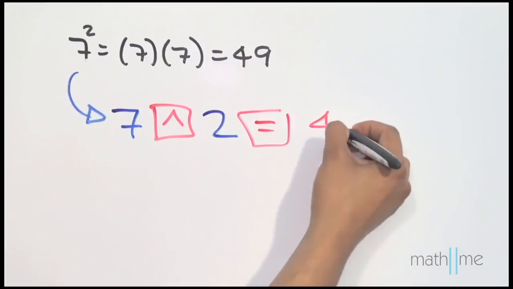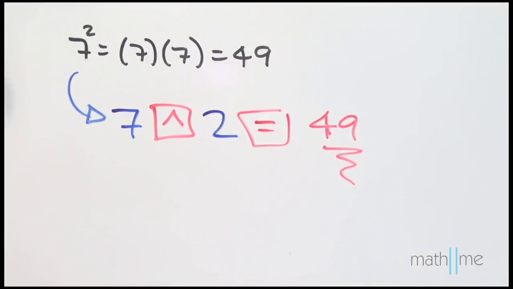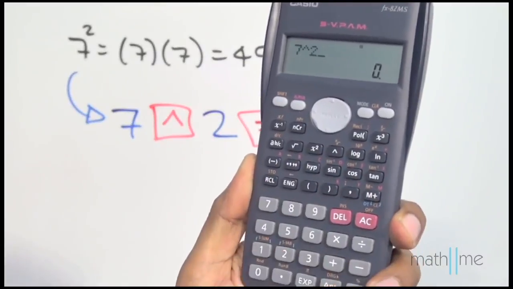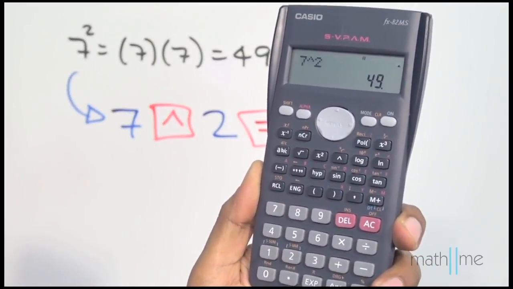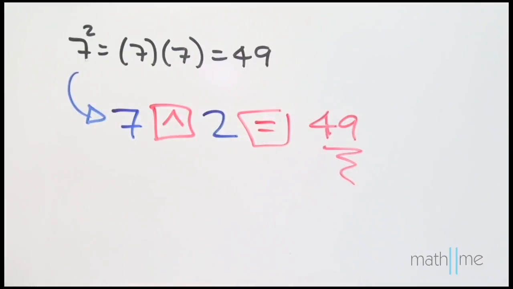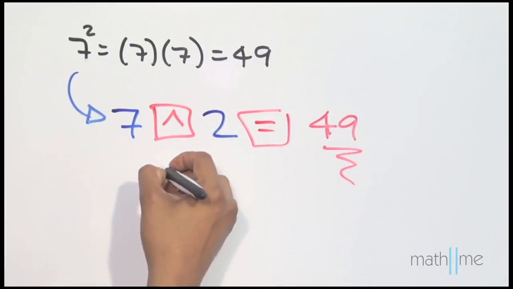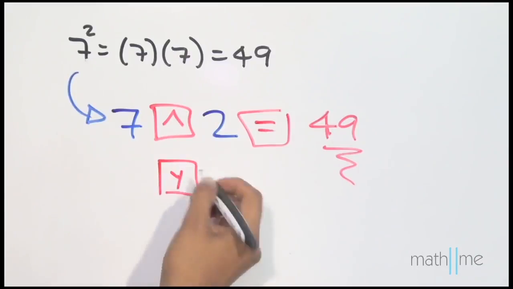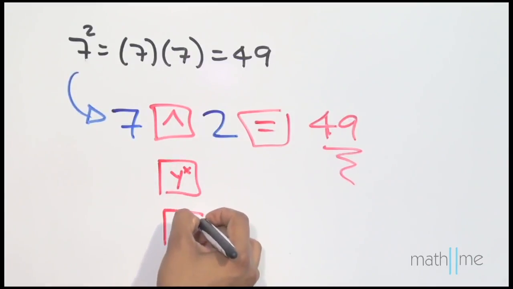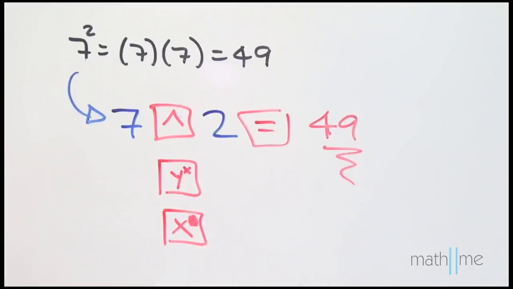In my example, the answer is 49. Let's do it. 7 raised to the second power equals 49. Great. In some cases, the exponent button looks different depending on the brand or model of the calculator. For example, we have y raised to the x power, or x raised to the power of a square shape. But usually it has one of these forms that I just told you.